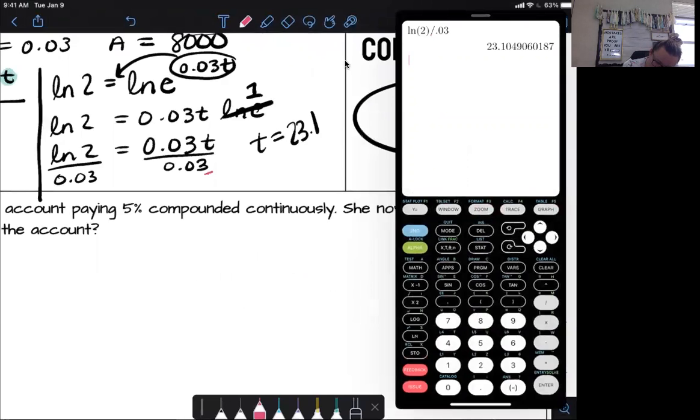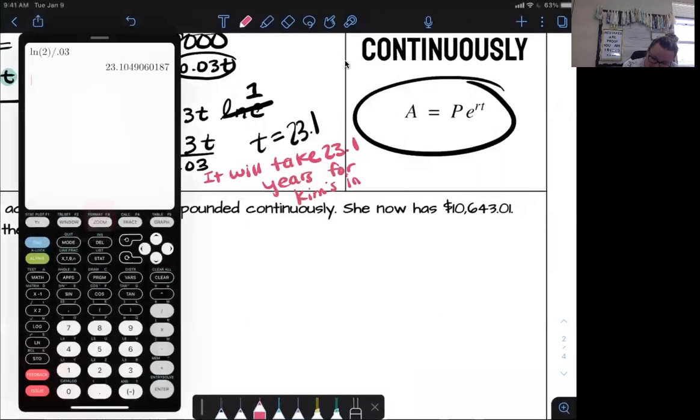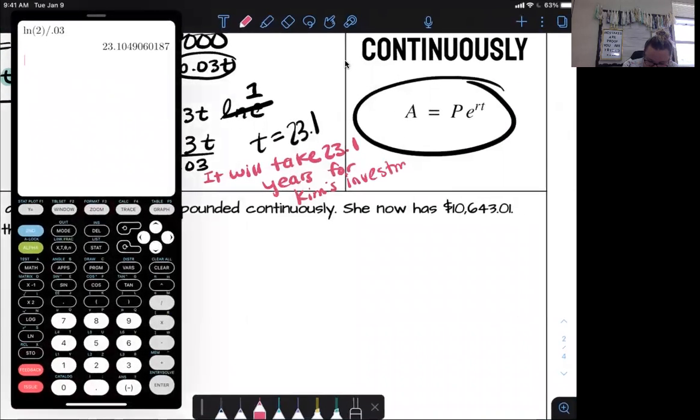So it will take 23.1 years for Kim's investment to double.